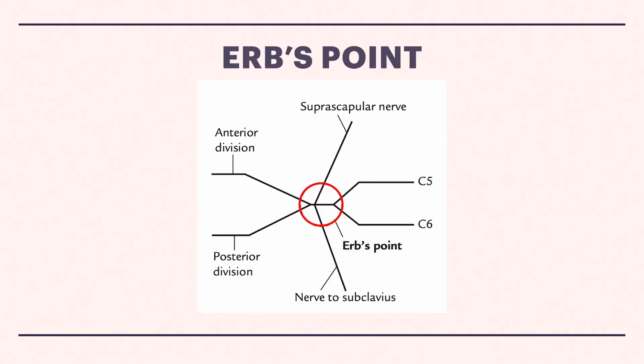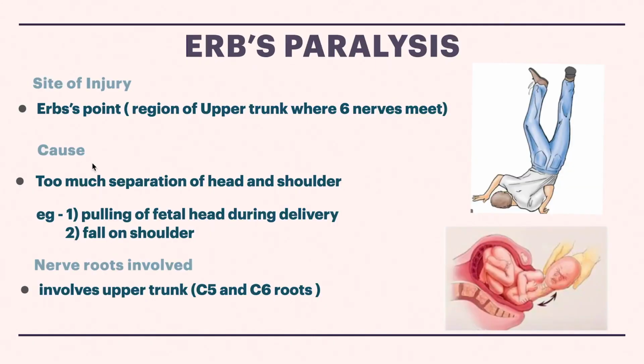So let's have a look. Here we see the Erb's point. We have the C5, C6 roots joining together forming the upper trunk, and then the upper trunk divides into 2 divisions, anterior and posterior divisions, and then it also gives branches to the suprascapular nerve and nerve to subclavius. So in total we have 6 nerves joining to form the upper trunk, and this junction is called the Erb's point. Coming back, okay, so what's the cause of Erb's paralysis?